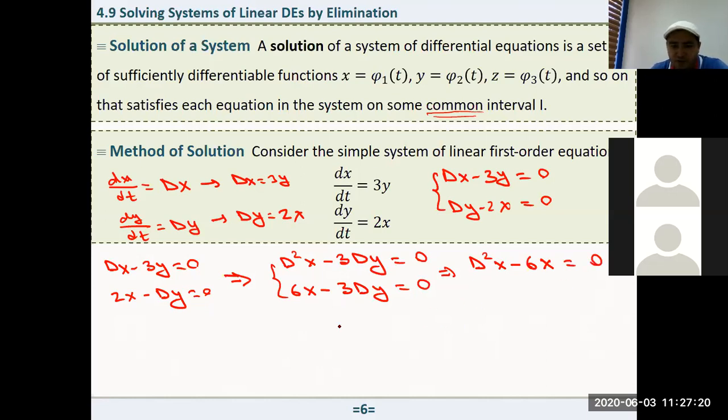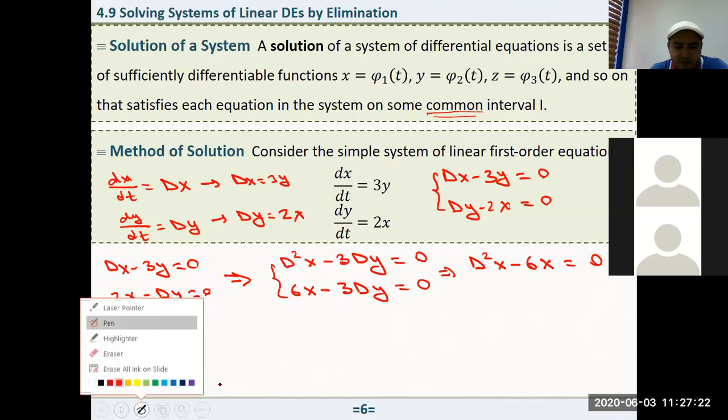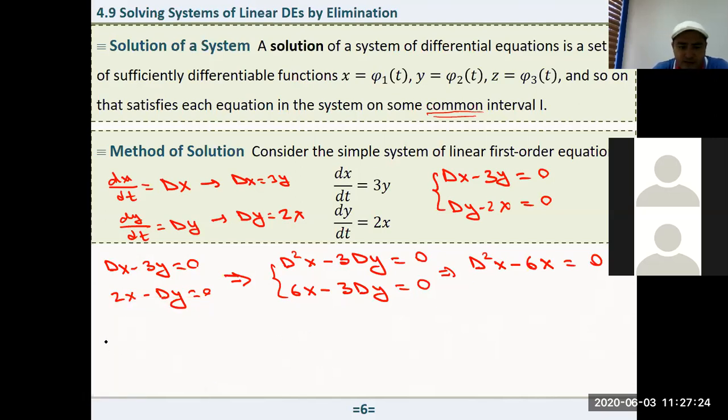Okay, now from here, I can write it as d squared minus 6, and here we have x is equal to 0. If we just write prime notation, what we have here is x double prime minus 6x is equal to 0, right? How do you solve this?